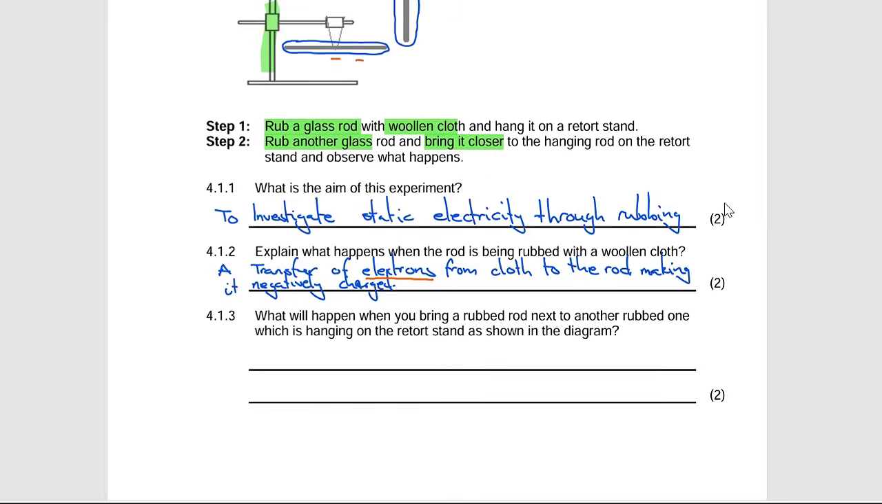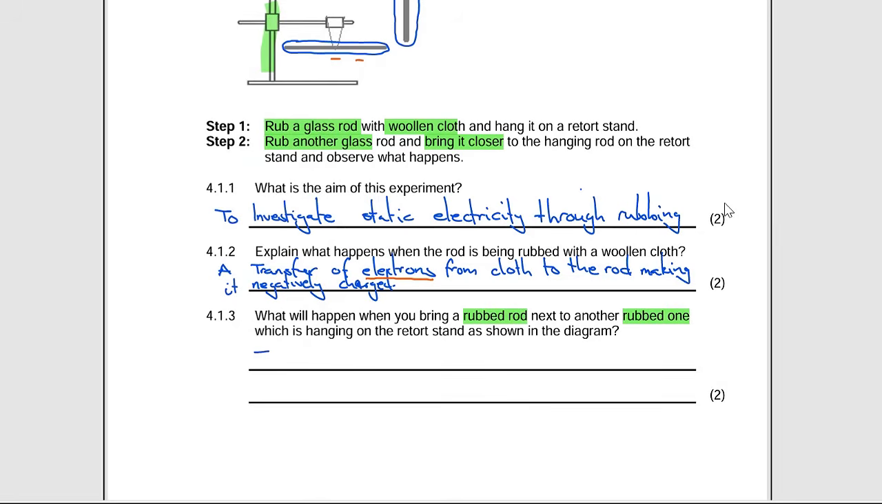So 4.1.3 says, what will happen when you bring a rubbed rod next to another rubbed one, which is hanging on the retort stand as shown in the diagram? So here it's going to be a repulsion. They will repel.